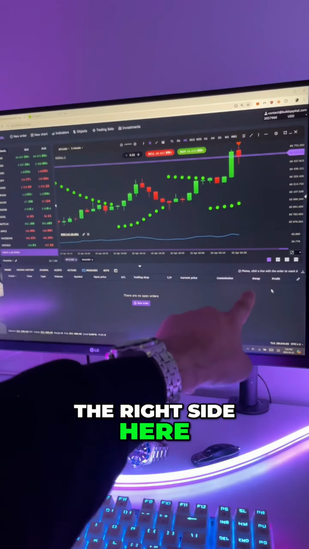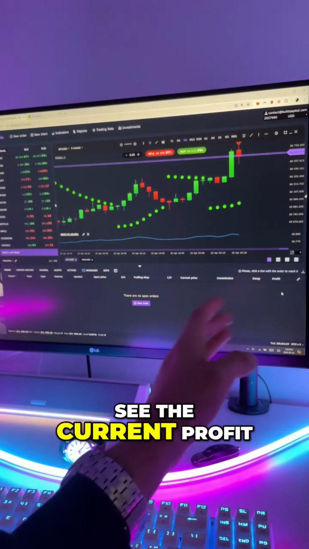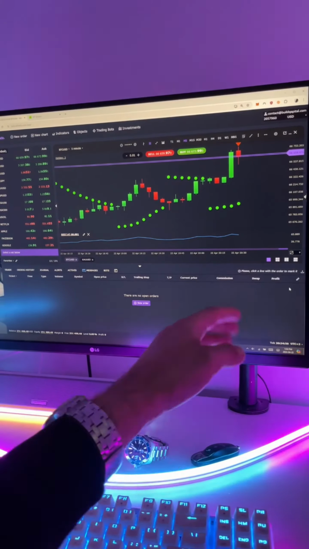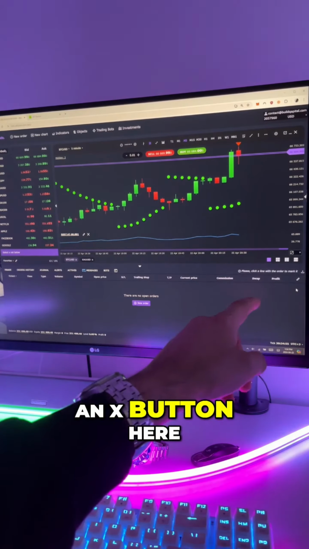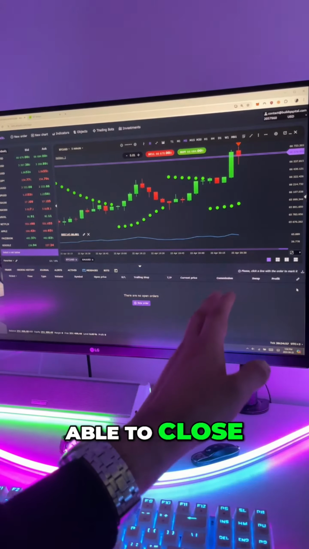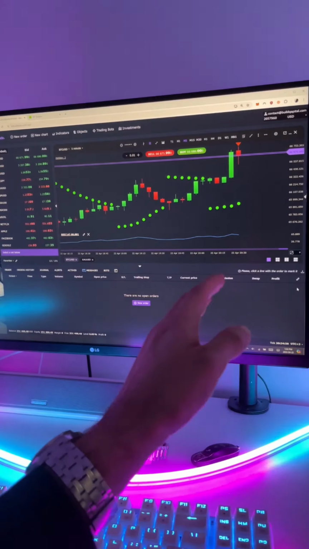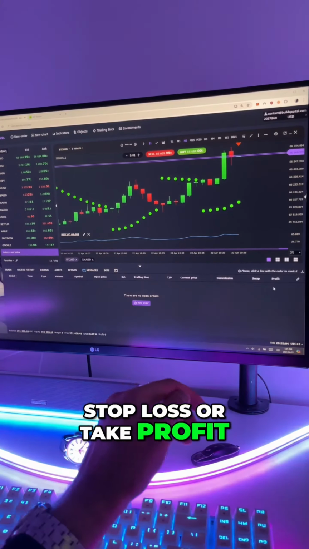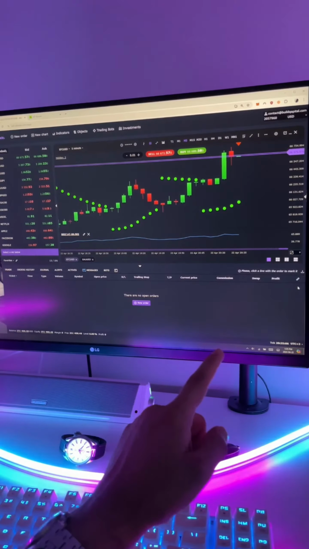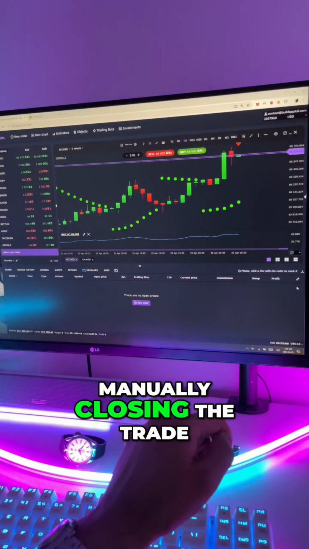And then on the right side here, we're going to be able to see the current profit and loss of that trade. And once we have a trade open, we're also able to see an X button here, which means you're able to close the trade manually whenever you'd like. Now, we usually just let our trades hit stop loss or take profit because we're always setting them, but there is always an option for manually closing the trade.